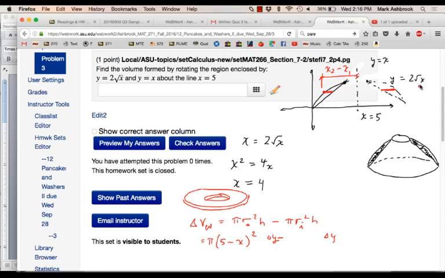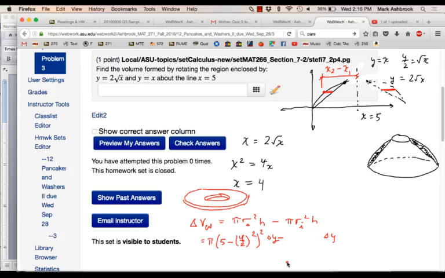So what is x? Let's solve this for x. I got y over 2 equals square root of x. So x is y over 2 squared. So I can come in here and change that to y over 2 squared. And so that's the whole pancake without the hole, right?